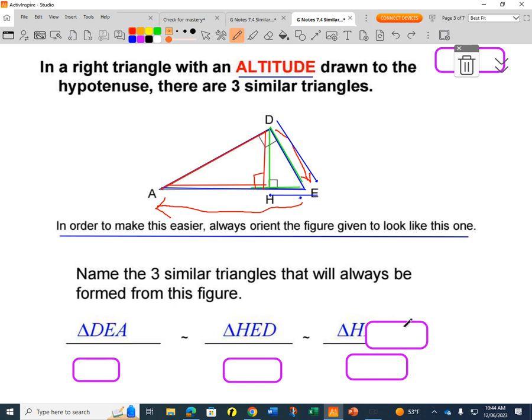Now here we went from the right angle, down the short side, and then across the hypotenuse. So what's going to be my next letter here? What's going to be, Kamara? So we're going to go from H to D. Very good. And then from D, down the hypotenuse. Perfect.